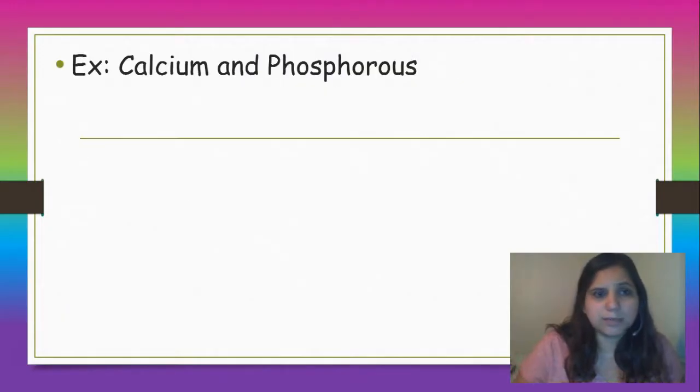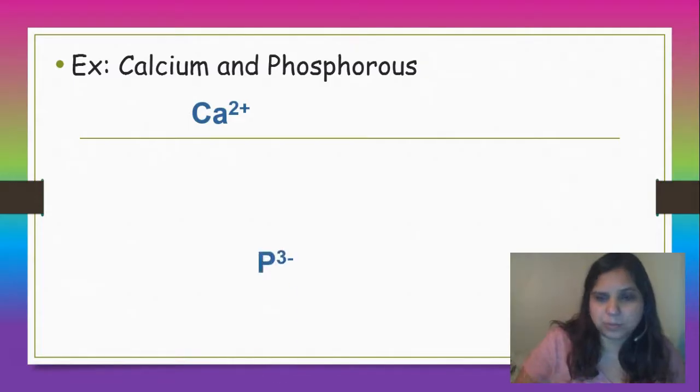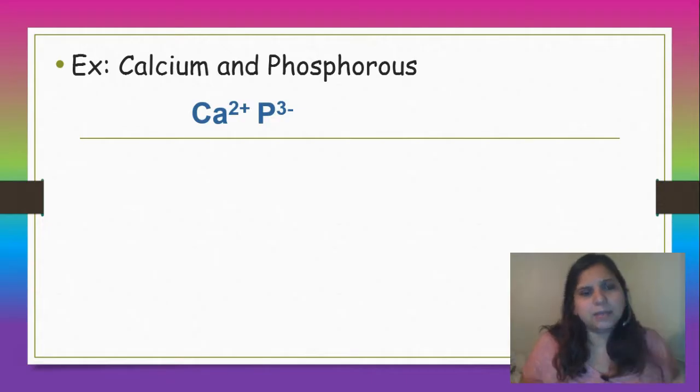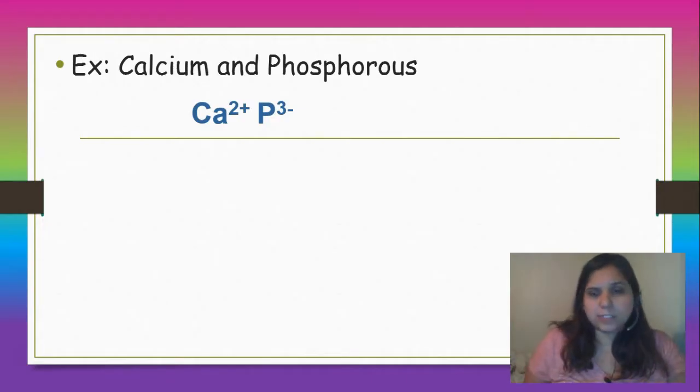Okay, we'll look at calcium and phosphorus. Calcium is in group 2A, so it's a 2 plus. Phosphorus is in group 5A, so it's a 3 minus. And so we're just going to keep adding until we get an overall charge of 0. Looking at this, I have more negative than I have positive. And so I'm going to keep adding more positive, which is the calcium.